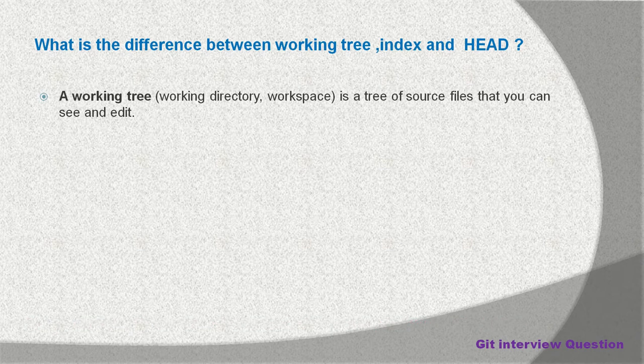The working tree is a tree of source files that you can see and edit, right? So basically what happens when you start working on any Git based project? First of all, you have to check out or clone your repository from GitHub. Once you clone, you import this code into your IDE, whether you are working in Eclipse or IntelliJ or some other IDE, and you start working. You do a lot of modification, you delete some unnecessary files, and after that you push your code into GitHub using Git. So the working tree is nothing but your local workspace.